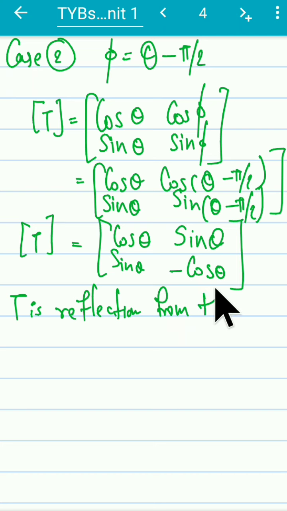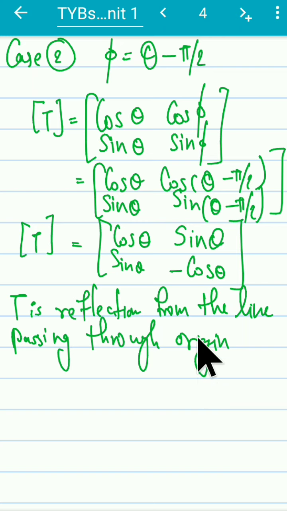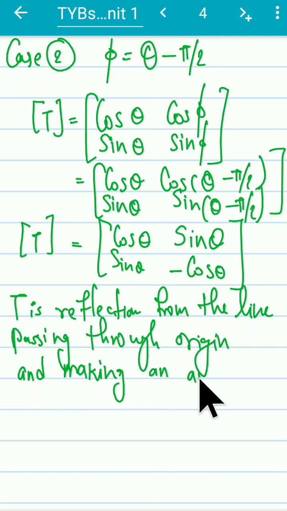from the line passing through origin. What is an angle? While representing in a matrix form, what we had was cos 2 theta sin 2 theta, sin 2 theta minus cos 2 theta, and we used to say that it is making an angle of theta with the real axis. But in this case we have theta over here, so it is passing through origin and making an angle of theta by 2, correct?